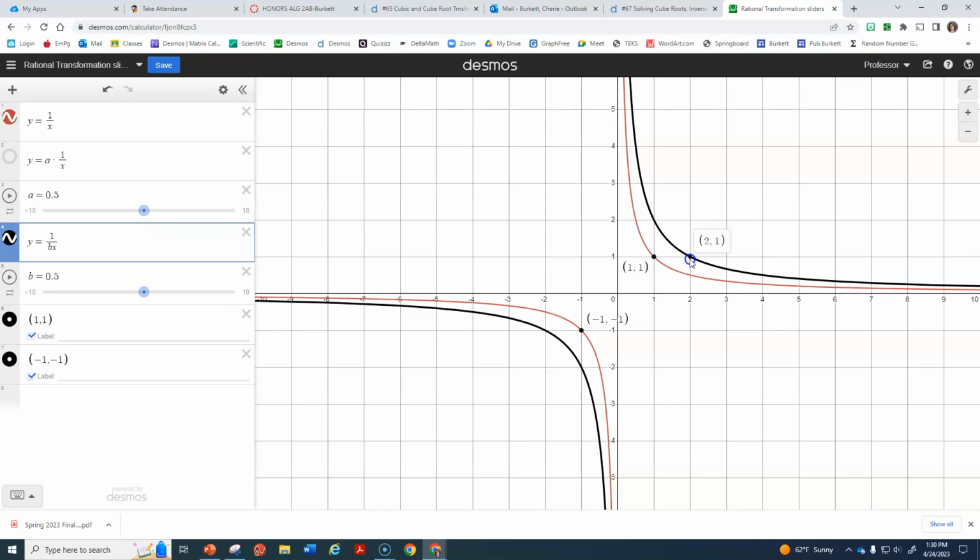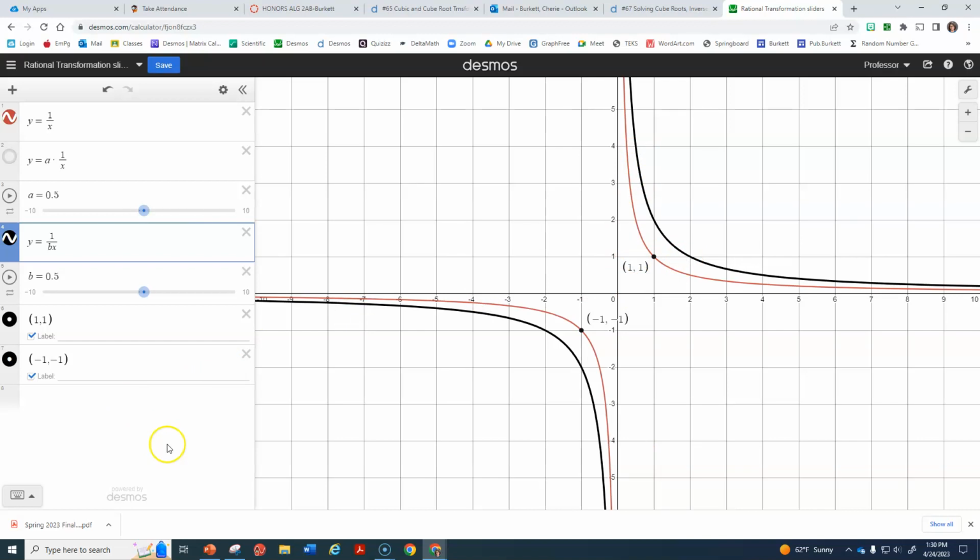We change the x values by doubling them. Okay, so it causes a horizontal stretch. Same thing happens down here on the negative side. It has a horizontal stretch. It moved further away from the y-axis. It pulls away from the y-axis.